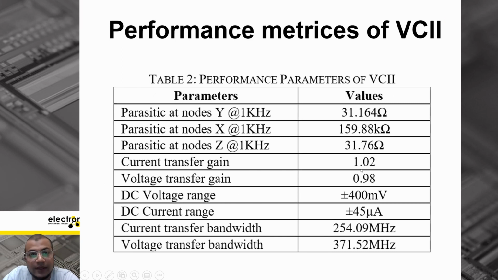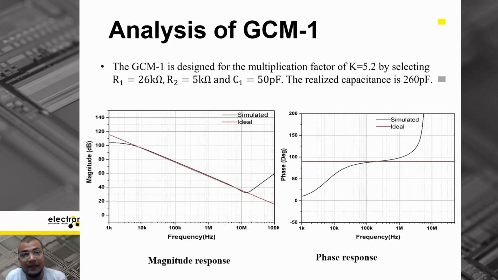This table shows the performance parameters of the designed VC2. This is the Y node capacitance, the X node, and Z node. The current gain and the voltage transfer gain are also given. It has an appreciable DC voltage range of around plus minus 400 millivolt. The DC current range is plus minus 45 microampere. It can be increased by increasing the bias current, but we have kept the bias current at around 25 microampere to reduce the power consumption.